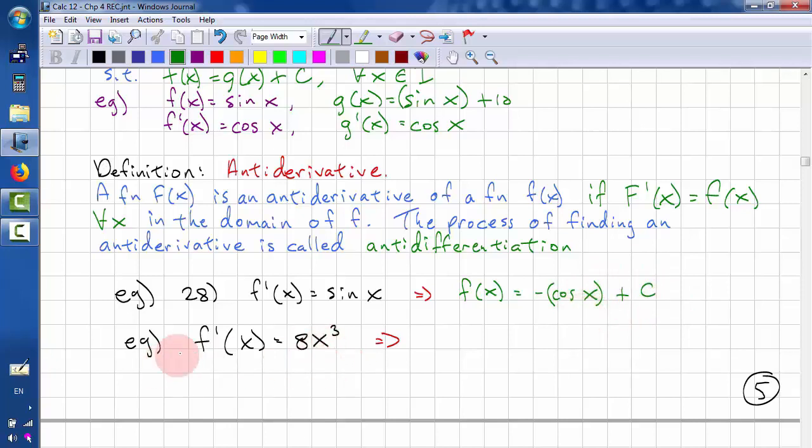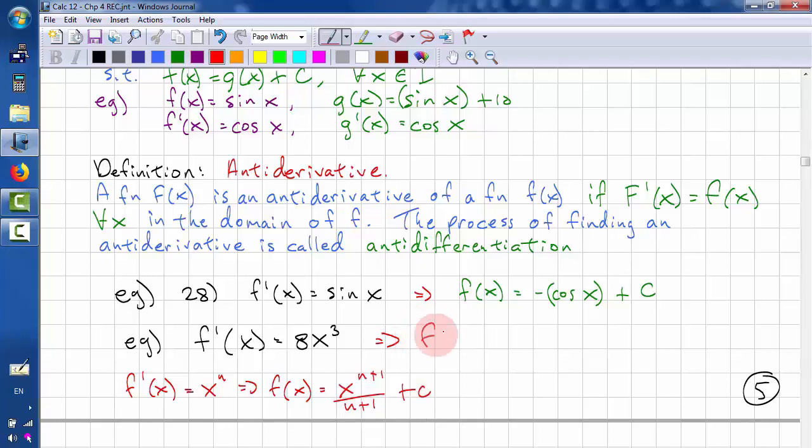Okay, next one. And I'll give you a clue here. If we're given f prime of x equals x to the power of n, then the antiderivative is x to the power of n plus 1 over n plus 1 plus c. Note, the plus c is not part of the numerator. It's added to the rational.